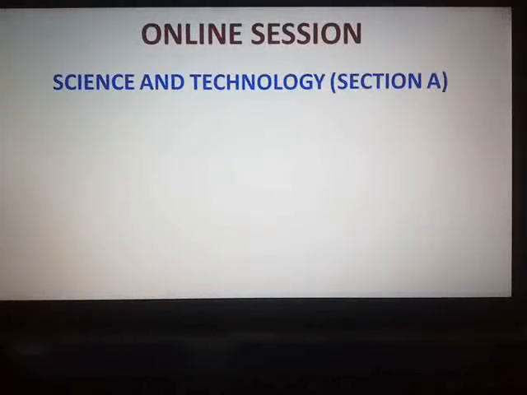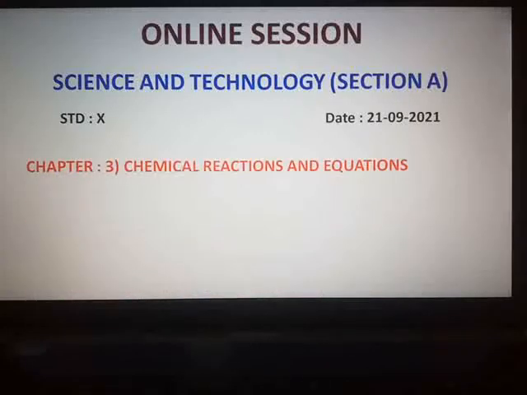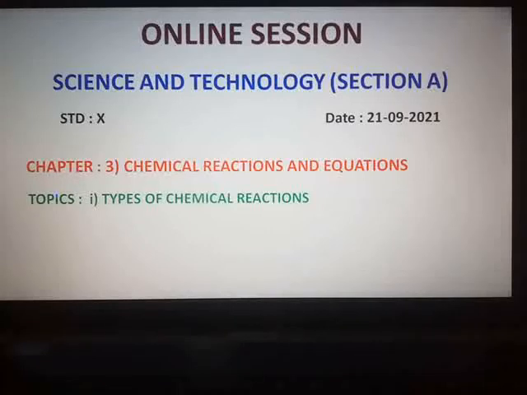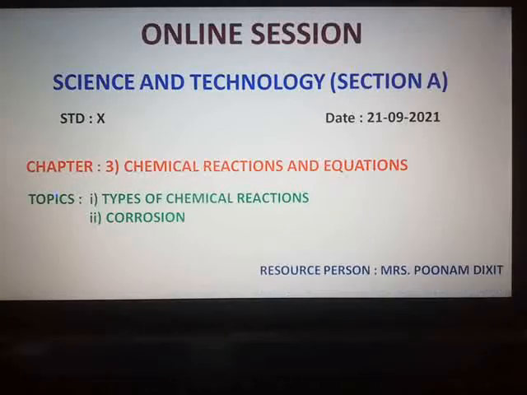and Technology Section A. Yesterday, in chapter number 3, Chemical Reactions and Equations, we studied how to balance a chemical equation stepwise, and we studied the 4 types of chemical reactions. Today, as usual, in the first 5 minutes, we are going to revise the types of chemical reactions which we studied yesterday. Then we will study the different factors which affect the rate of a chemical reaction, and towards the end we will study the phenomenon or an event of corrosion. So let us first start with the revision part.